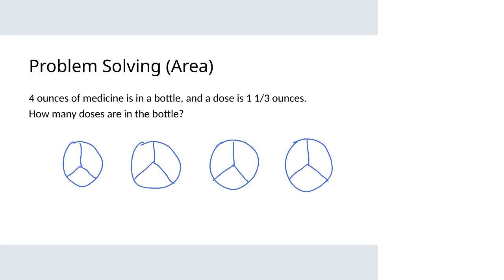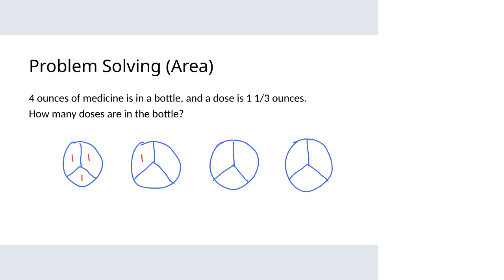All right, so I have my 4 ounces. I've cut them all into thirds. And now what I'm going to do is start parsing those out into doses. So the first dose is going to be 1 1/3 ounces. I want to make sure you see that before I go forward.